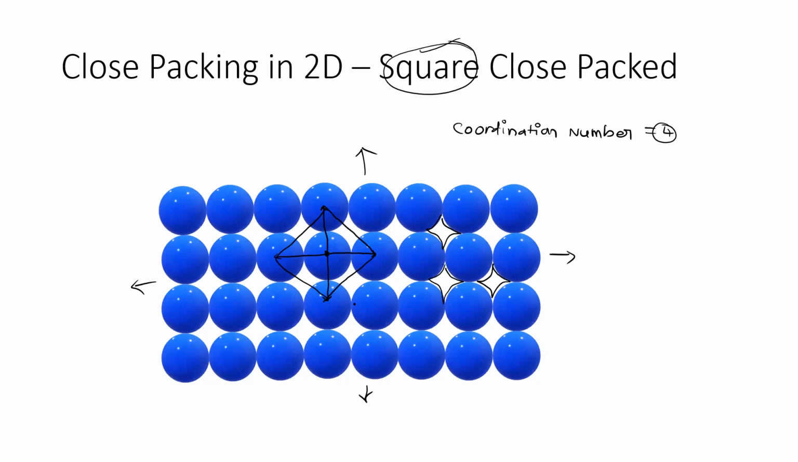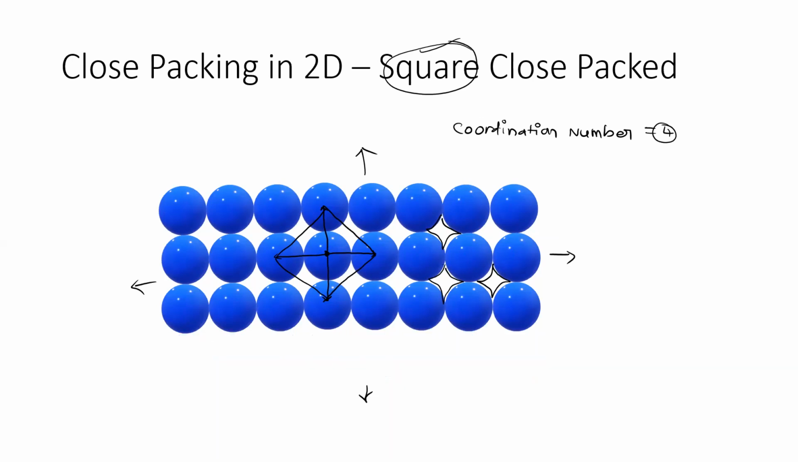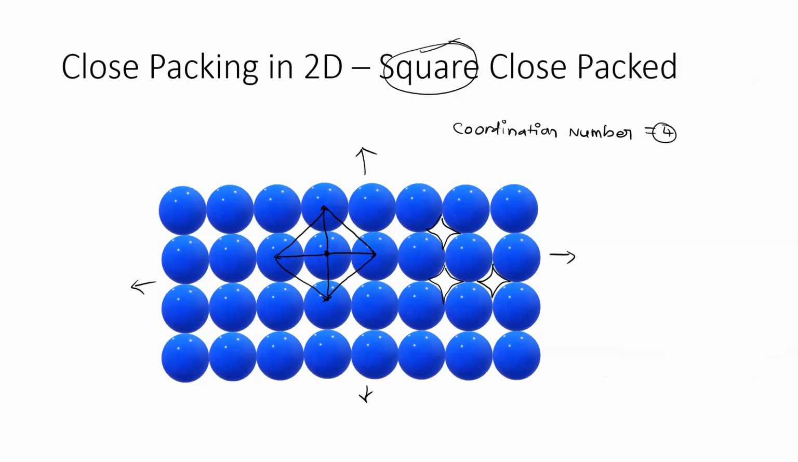Sir, I have a question. In one dimension, the starting atom will also have coordination number 2, sir? Yes, because it is periodic. It is not ending, it continues in all the directions. So the coordination number is 2 for all the atoms.